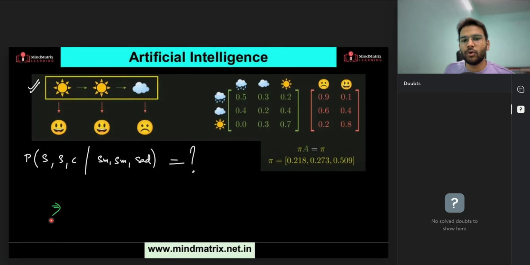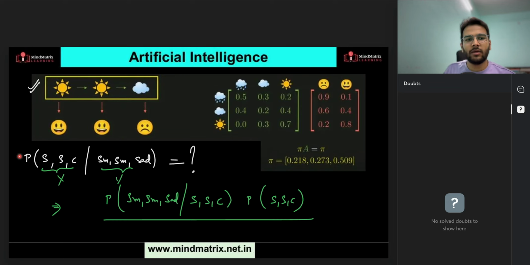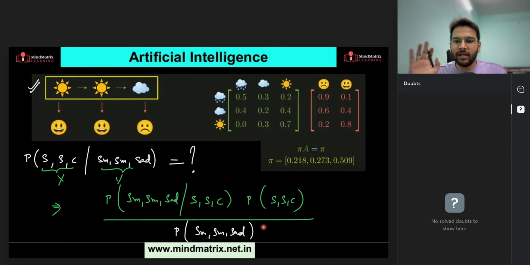Okay, now use the Bayes theorem. So if you use the Bayes theorem, I can write: smile, smile, sad, given that sunny, sunny, cloudy, because it is x given y, right? So now I can write y given x, sunny, sunny, cloudy, multiplied by probability of sunny, sunny, cloudy, divided by probability of smile, smile, sad. This is simple Bayes theorem, nothing different. Clear? So this denominator we can clearly ignore, like I told you. Now we are left with this one.